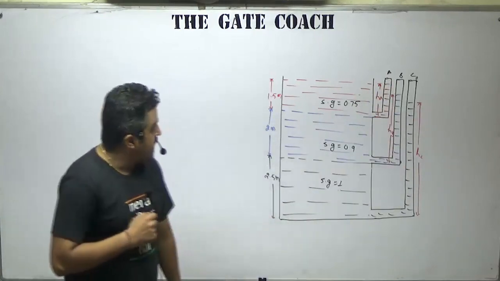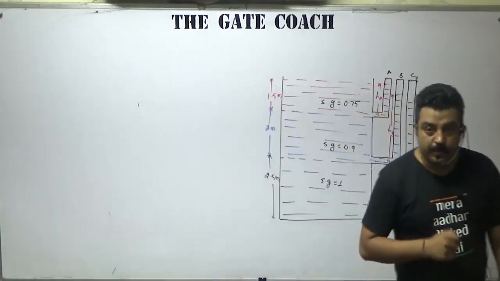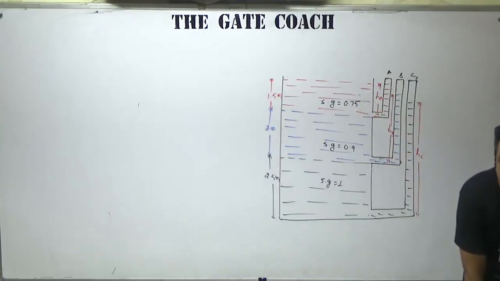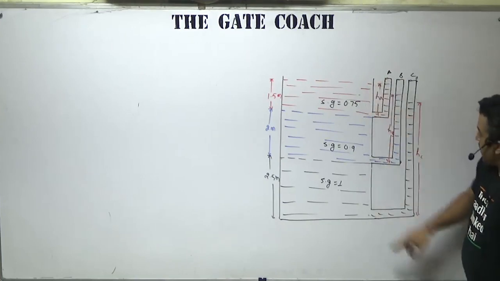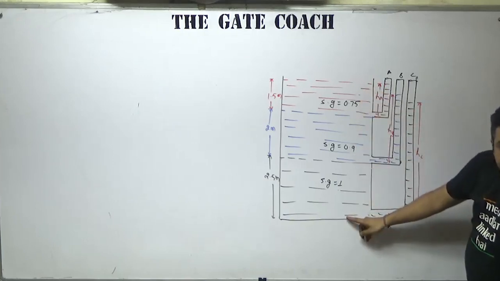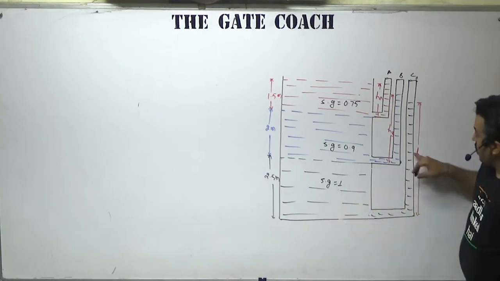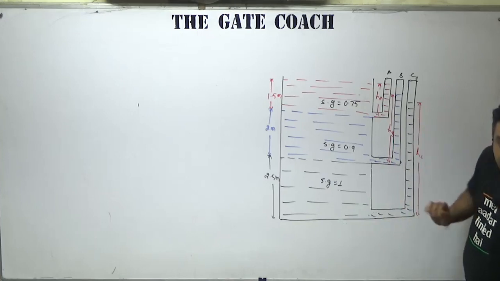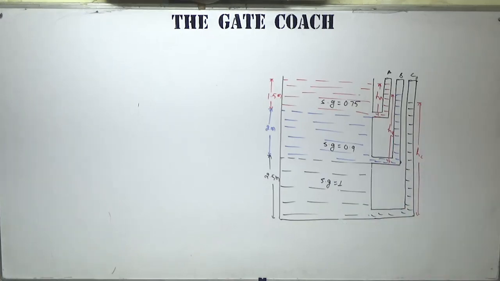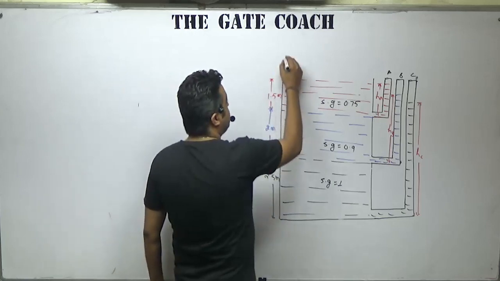Okay, so HA is 1.5, HB is 3.25, and HC is 5.425. In case of HC, this black fluid is balancing all this pressure here. So simply find out the pressure at the base and equate this pressure to the rho of this fluid into G into HC. We get the value of HC here. Done?